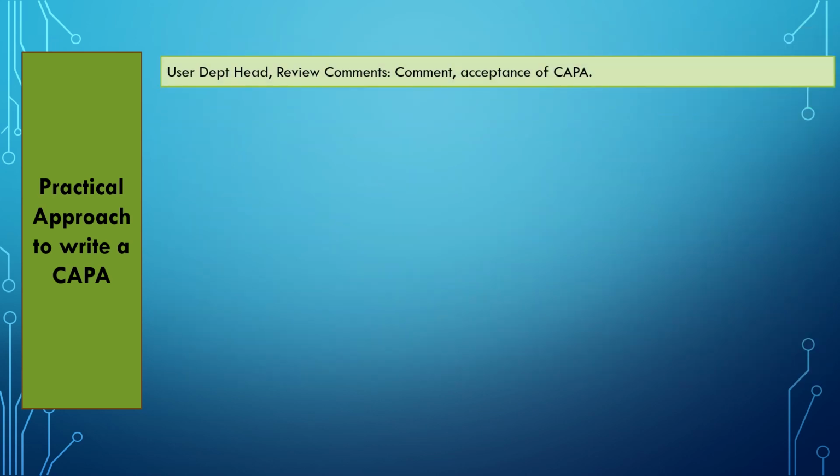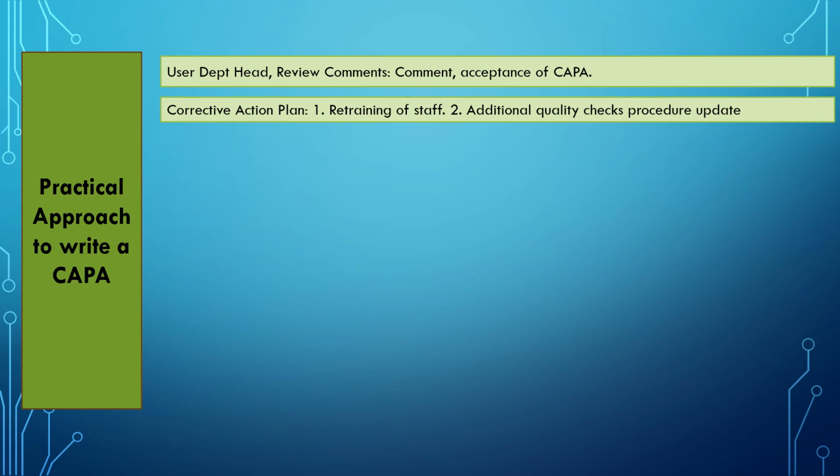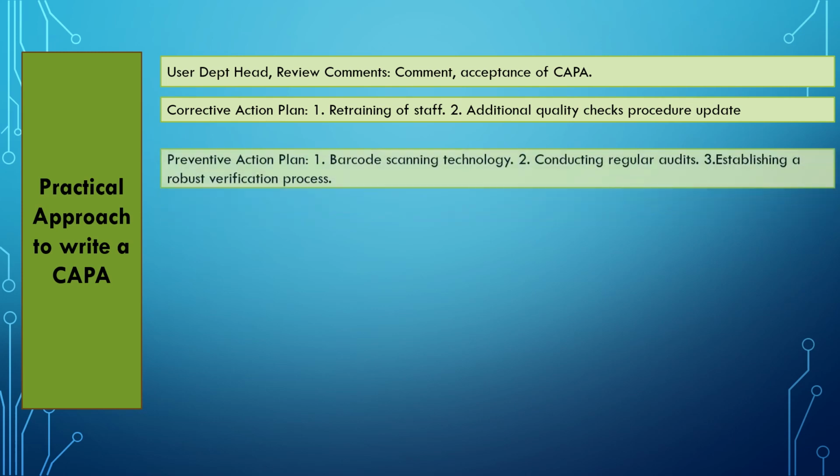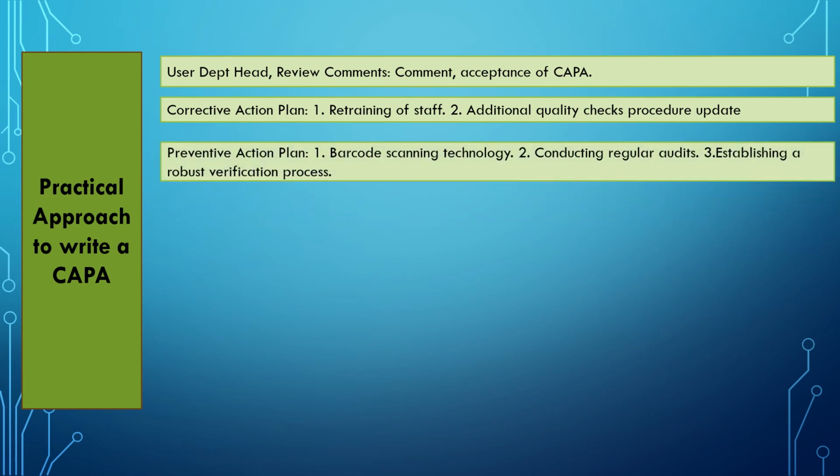Further, the user department head will review and comment for the CAPA acceptance, right? Again, the user department head will assign the corrective action plans such as retraining of staff, additional quality checks, procedure update. Also, the user department head will assign the preventive action plans such as barcode scanning technology implementation, conducting regular audits and establishing robust verification processes, right?